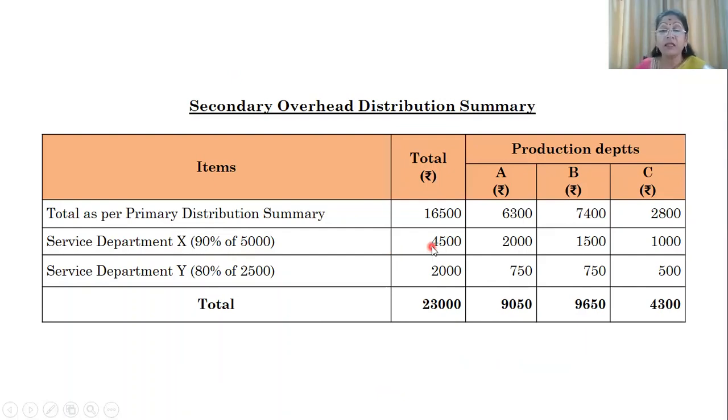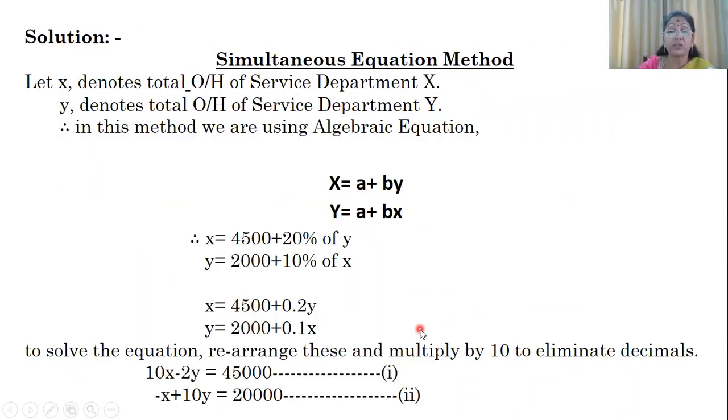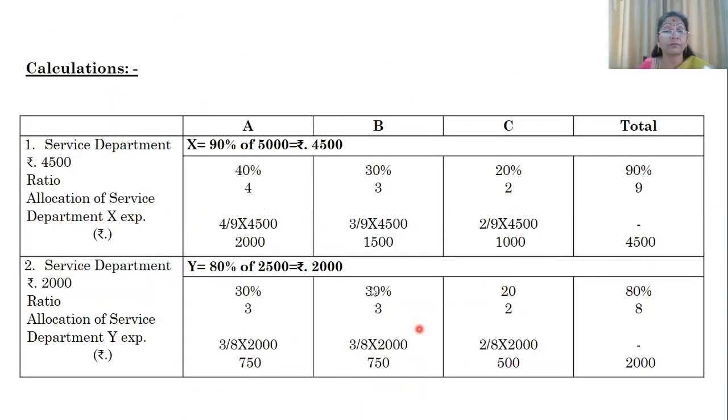We allocate on the ratio. Okay, what is the ratio? The ratio is the percentage: the 40%, 30% and 20%. We have to allocate. See the calculation. Service department 4,500. How did you get 4,500? This is 90% of 5,000, the X value 5,000. The remaining A, B, C percentages 40, 30, 20 make 90 percent. 90% of 5,000, we will get 4,500.